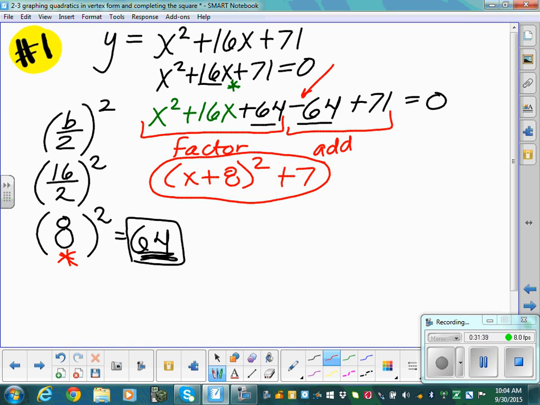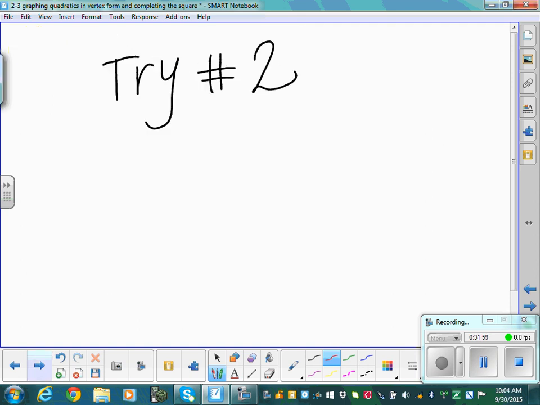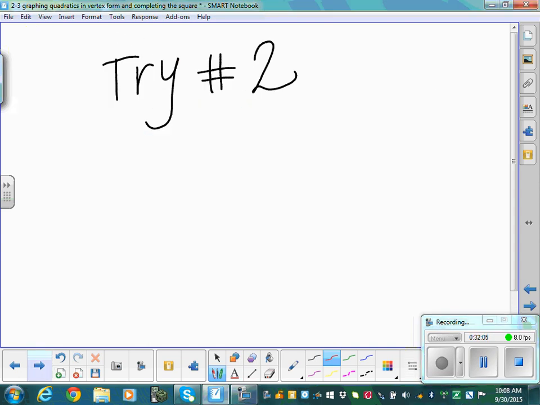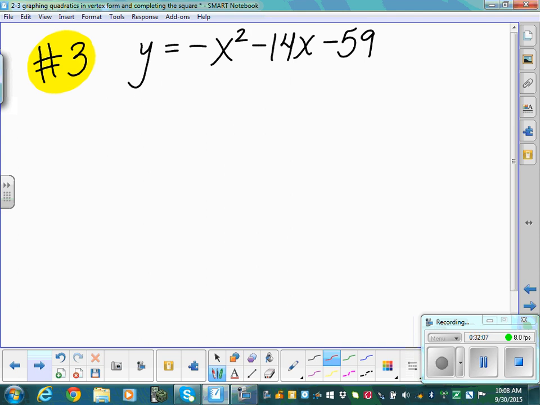Okay, now keep in mind, I'm going to let you do a problem now, but you have to be careful. Because if this would have been negative 16x, you would have done negative 16 divided by 2, and that would have been negative 8. Negative 8 squared is still positive 64, right? But when you factored it, it would have been x minus 8 squared. Does that make sense? Okay, awesome. Practice problem number 2. The process is still the same. All right, so we're going to do number 3 together.